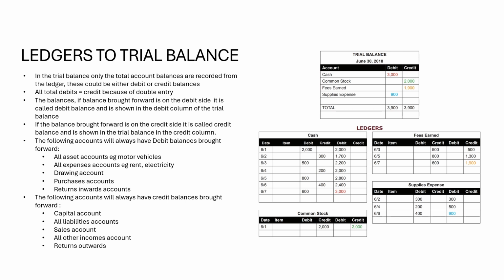The following accounts will always have debit balances brought forward, including all assets, for example, computers, motor vehicles, buildings, bank accounts, or cash. All expenses accounts such as rent, electricity. All drawing accounts. All purchases accounts. Return inwards accounts. The following accounts will always have credit balances brought forward, including the capital account, all liability accounts, the sales account, and all other incomes, returns outward.